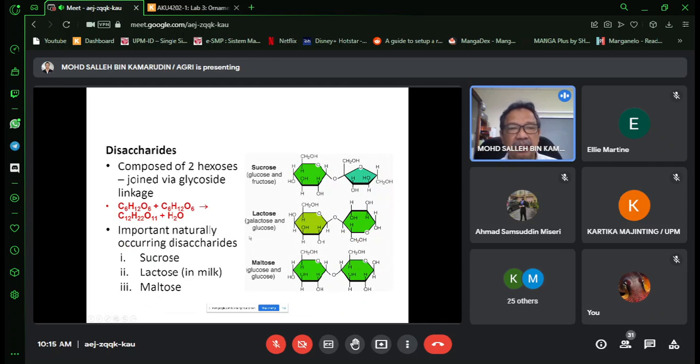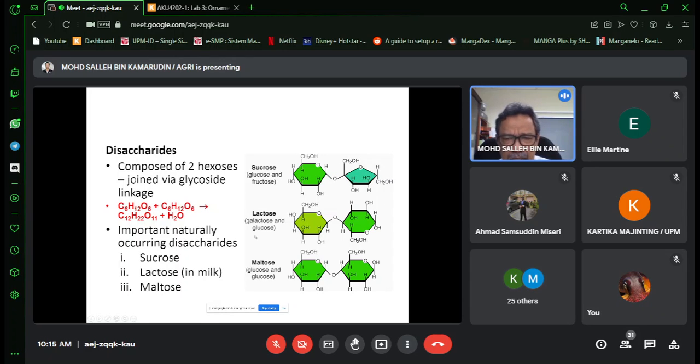Right, the disaccharide is made of 2 single sugars. They are normally hexoses, joined together by the glycosidic link. The most important disaccharides are, first, sucrose. Sucrose is a combination of glucose and fructose.